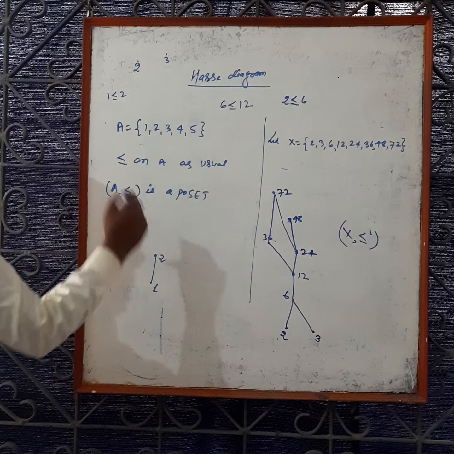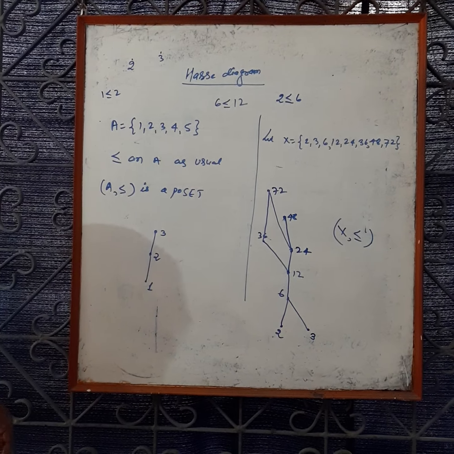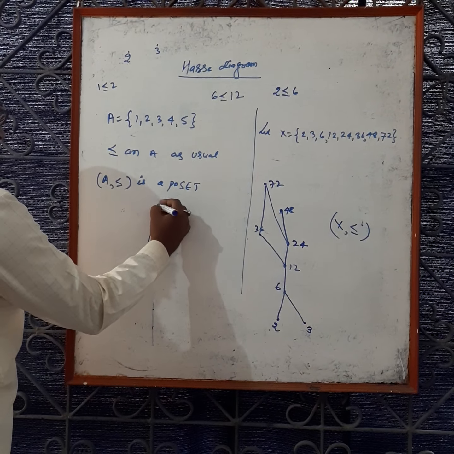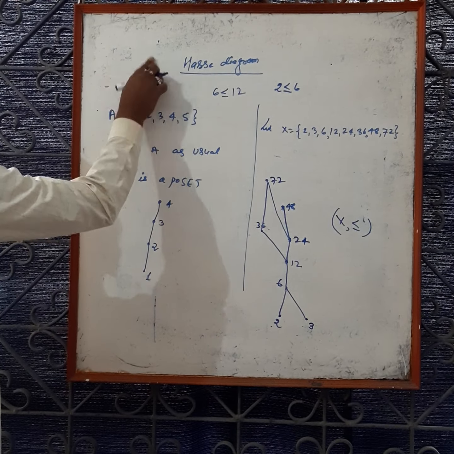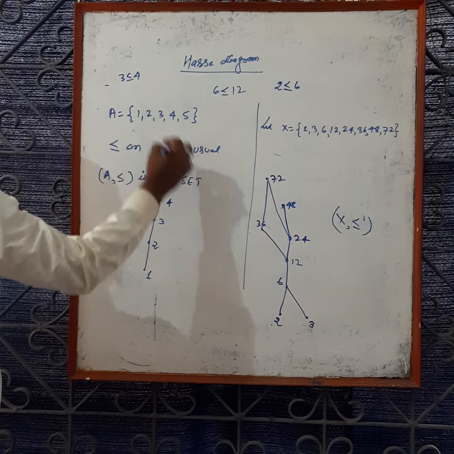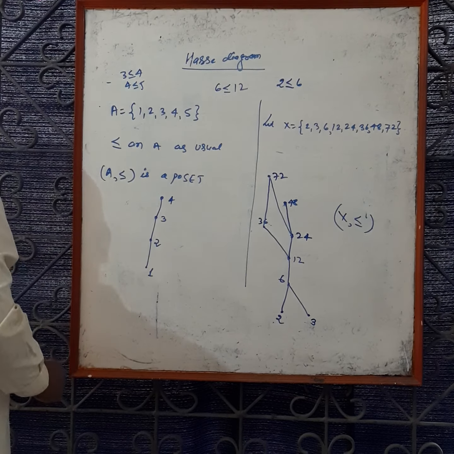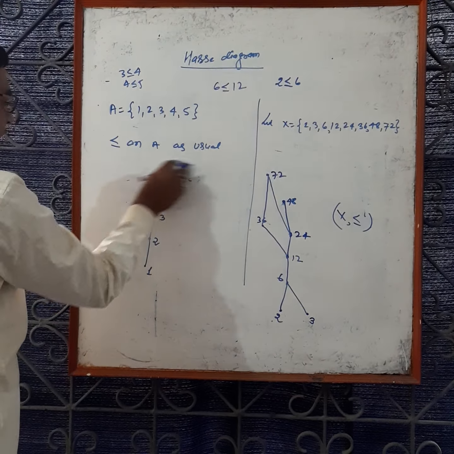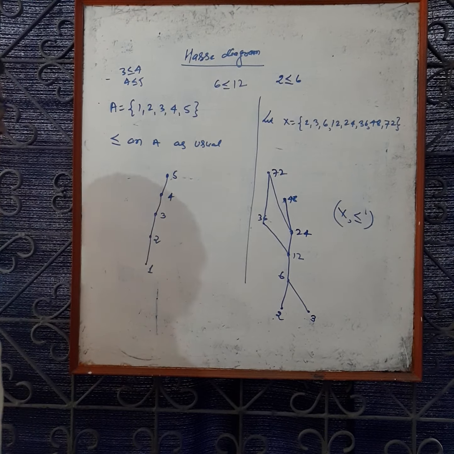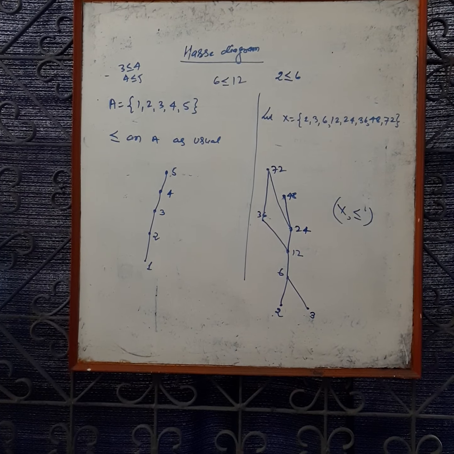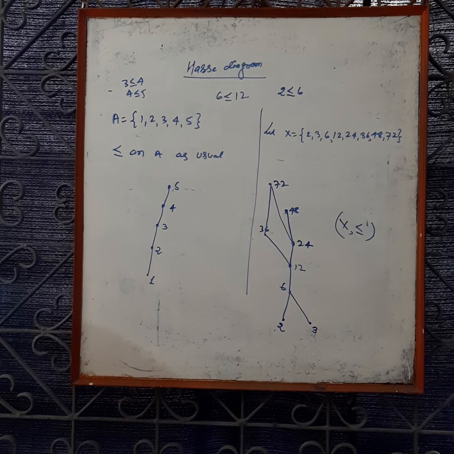2 is less than or equal to 3. The position of 3 is above 2. 3 is less than or equal to 4. Therefore, the position of 4 is above 3. And next 5, 4 is less than or equal to 5. The position of 5 is above 4. Here we see it is a single vertical line. And this type of Hasse diagram will be possible in the case of a chain or totally ordered set.